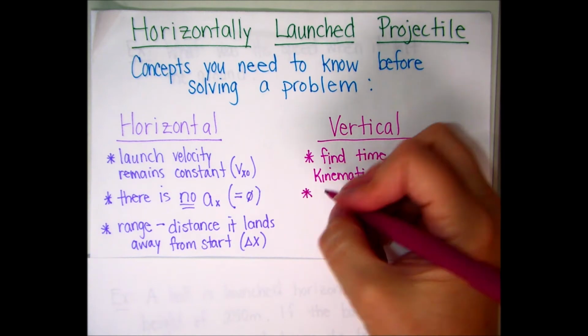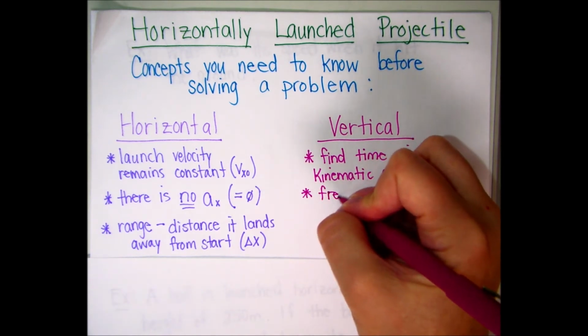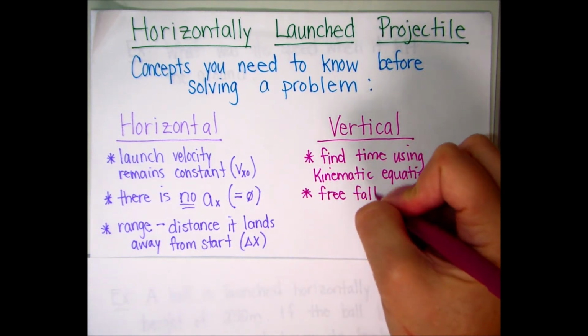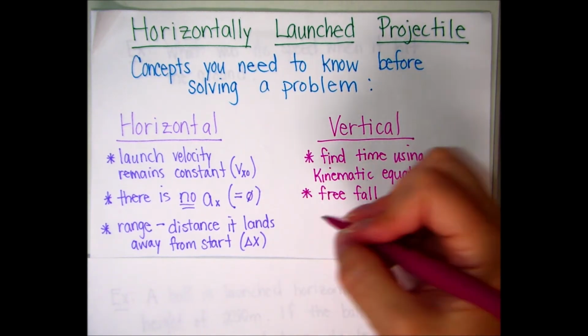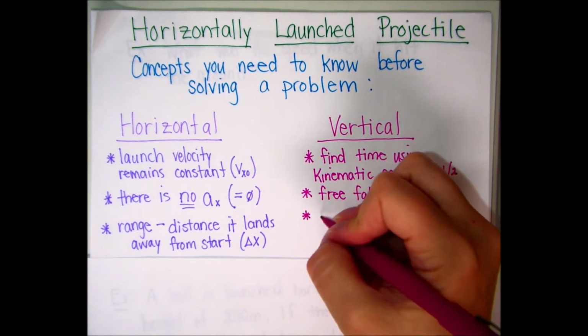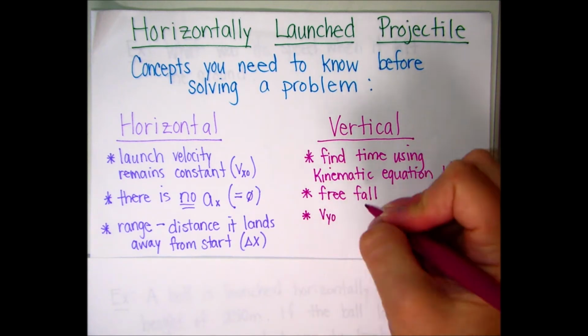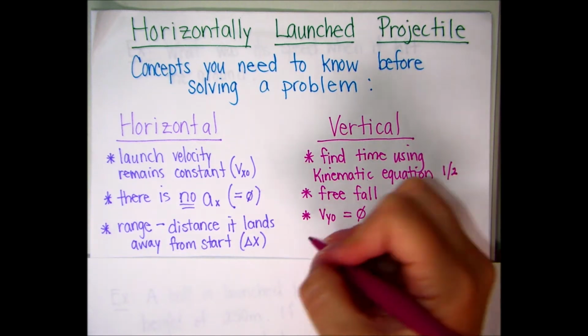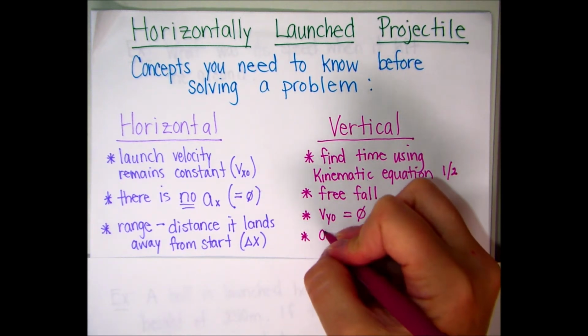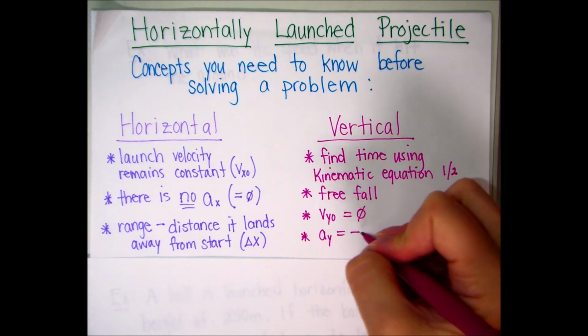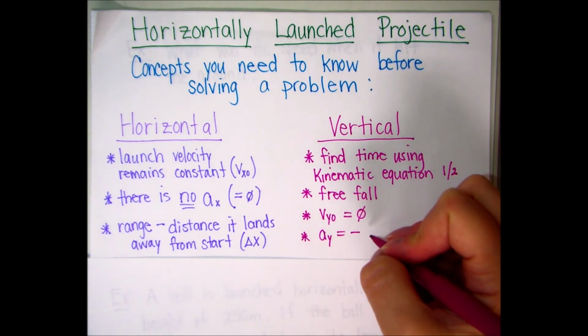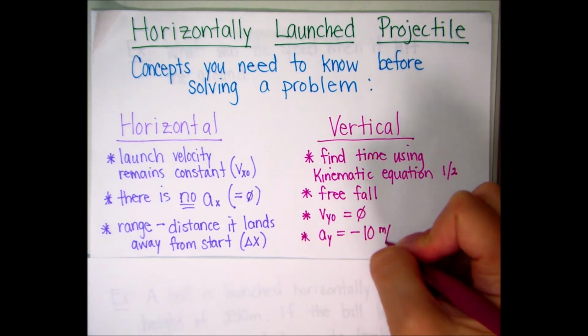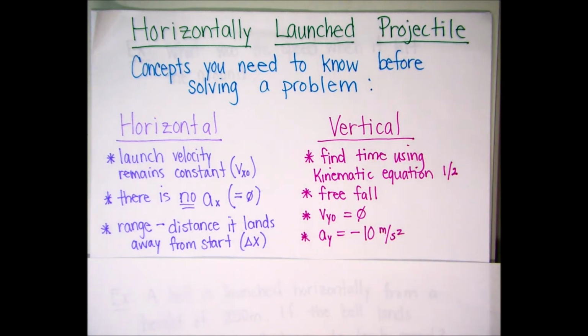Please keep in mind this is a free fall in the vertical direction, or a dropped object, if you will. That means your initial vertical velocity, Vy0, is 0, and your acceleration in the y direction is negative 9.81 or negative 9.8 or negative 10. I like to use negative 10. Makes life really easy. So please keep these concepts in mind while you start solving your problem.